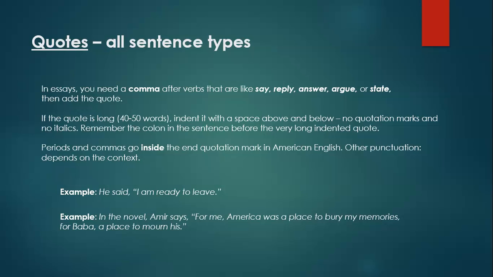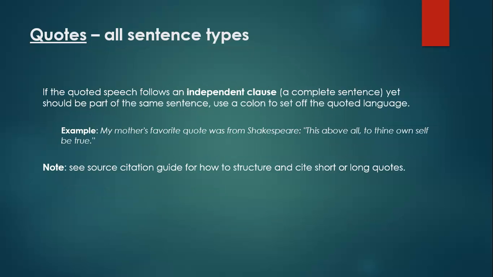Example: he said, "I am ready to leave." Note the comma after said and the period inside the end quote. Another example: in the novel, Amir says, "For me, America was a place to bury my memories, for Baba, a place to mourn his." In this sentence, notice the introductory phrase in the novel, then Amir says with a comma after it, and then the period inside the end quote.